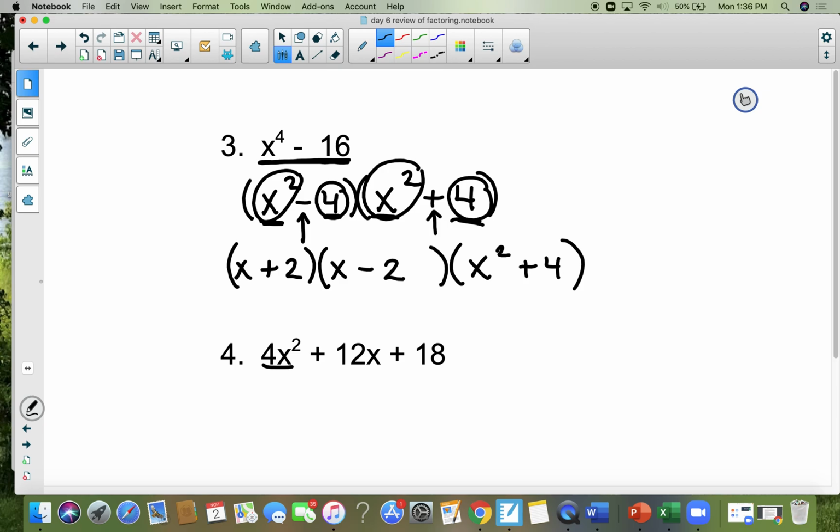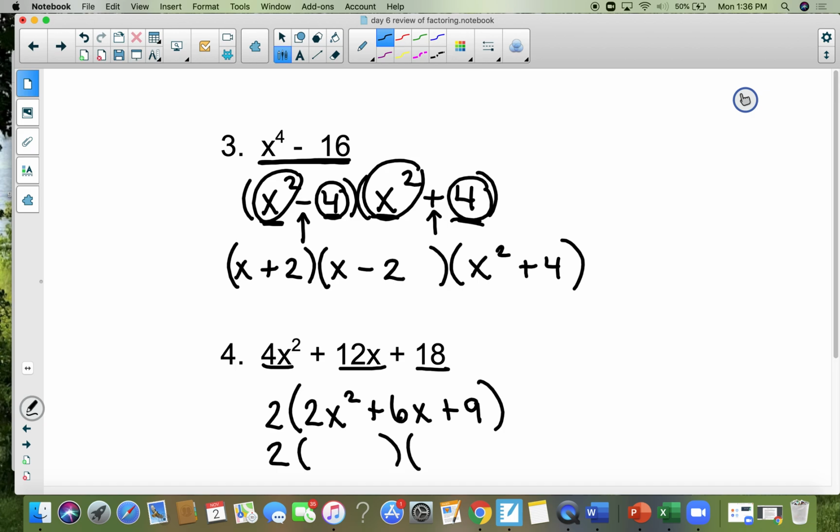Okay, this one, they all have a 2 in common. Once I take out the 2, I'm going to try to see if I can factor it. 2x squared, I'm going to put a 2x and a 1x. I know that that makes 2x squared. Factors of 9 are 3 and 3. And that does not make 6, it makes 9, so that doesn't work. I'm going to try the 9 and the 1, and that's too big.